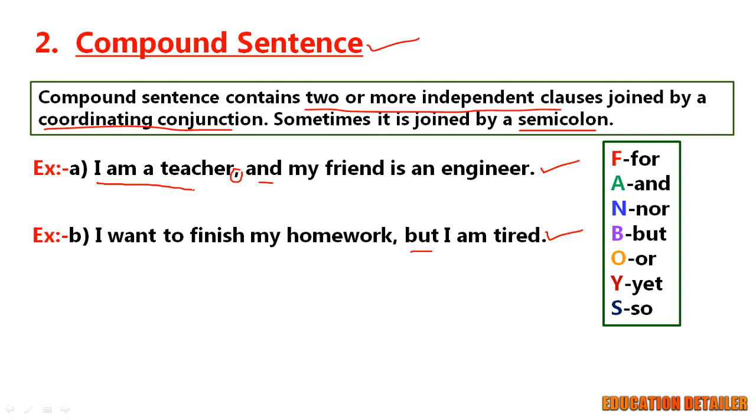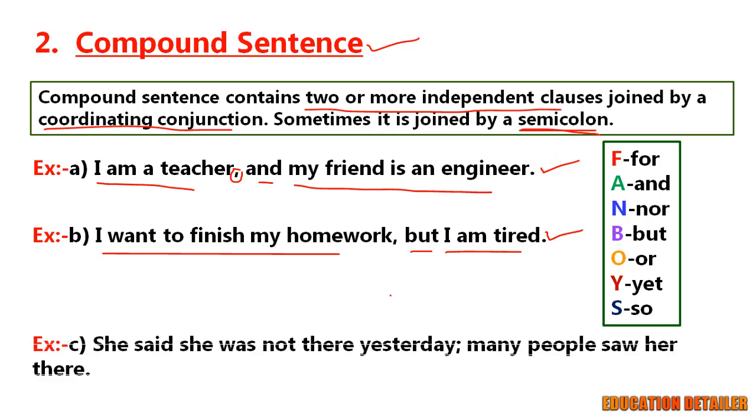Like in the first one, I am a teacher is one independent clause and my friend is an engineer is another independent clause. In the same way, I want to finish my homework and I am tired are two independent clauses. So, they are called compound sentences. Also, I have told earlier that we can make a compound sentence by adding a semicolon. Like, she said she was not there yesterday; many people saw her there. Even here also, we get to see two independent clauses. Instead of using a coordinating conjunction, we use a semicolon.